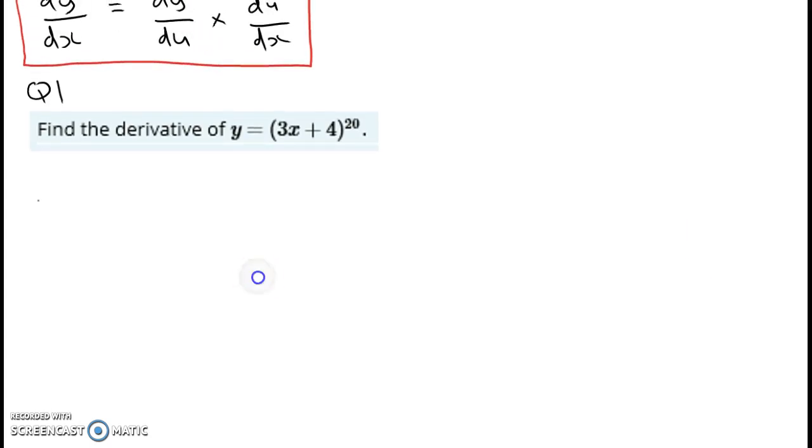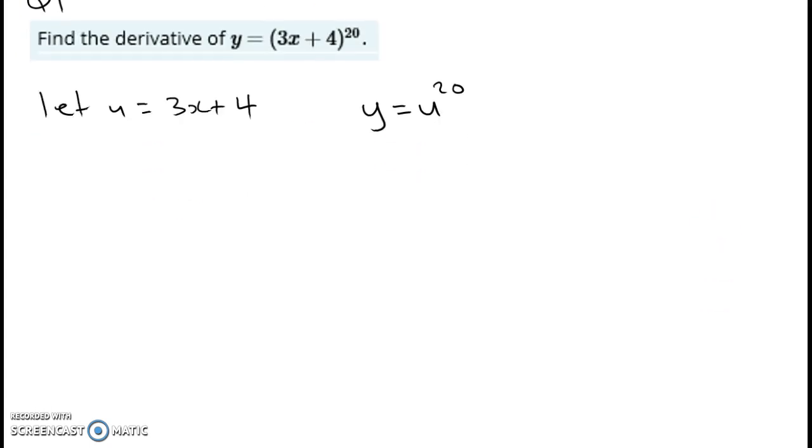What we need to do is let u equal this component here in the bracket, so 3x plus 4. And then we'll end up with y being equal to u to the power of 20, because we've let u equal what's in the brackets there. Now with that, we need to find dy/dx, which for the chain rule equals dy/du times du/dx.